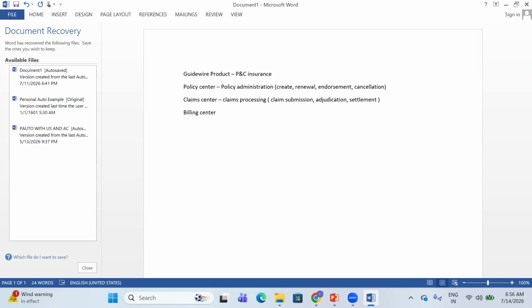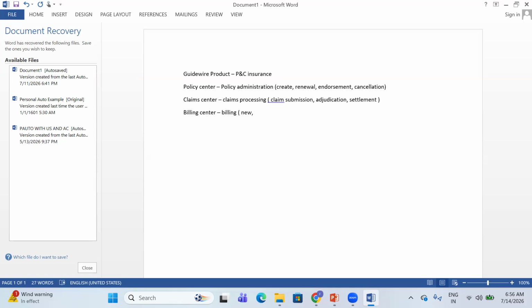Point number three, Guidewire BillingCenter. BillingCenter is majorly used for billing. Guidewire billing can be, for example, for new billing. New billing means, let's say we have given a quotation to the customer and the customer has agreed upon the quotation. So we can go with Guidewire billing, wherein we send an invoice to the customer.